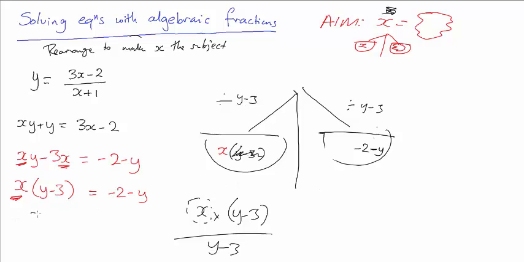And we get to this point. We get to x equals minus 2 minus y over y minus 3. Okay, so that's it sorted.